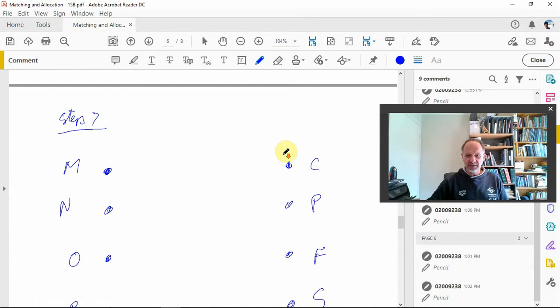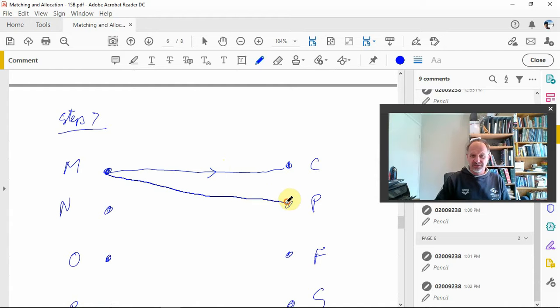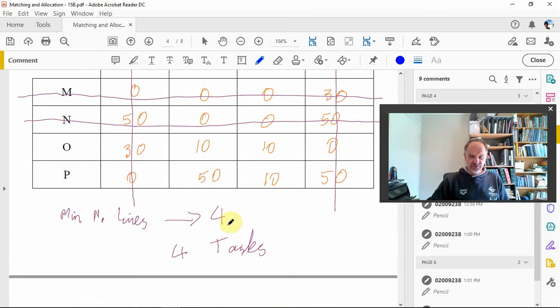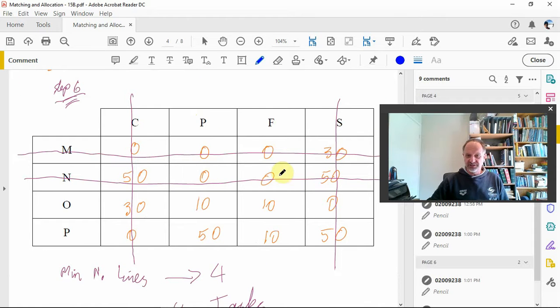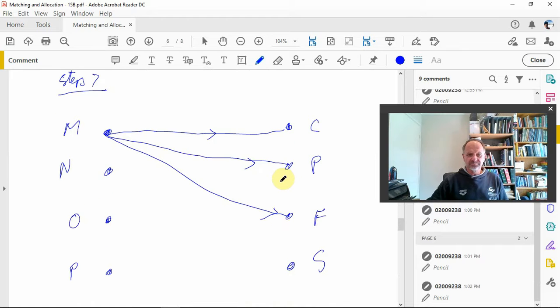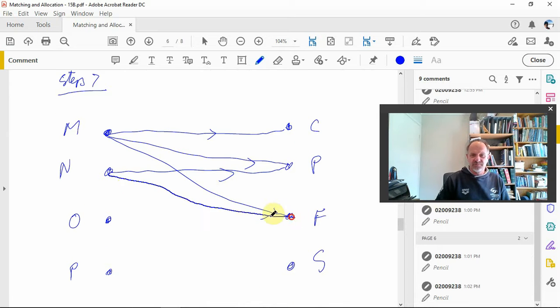So for Mark, we want the cutter, press, or the finisher. All right, let's see what Neil can do. And again, we're joining up. So Neil with the zeros. So Neil, either the press or the finisher. All right. So Neil can do the press for us, or he can do the finisher for us.